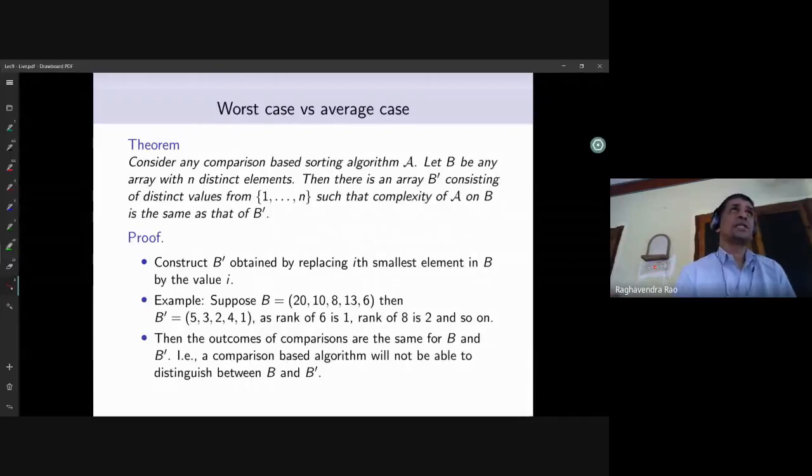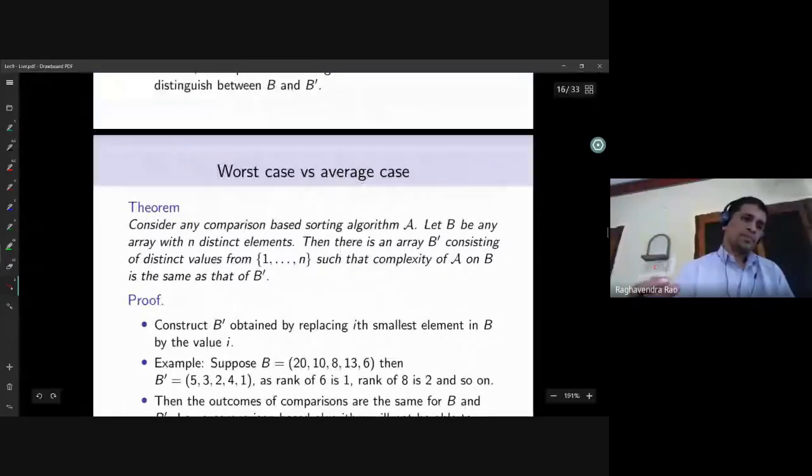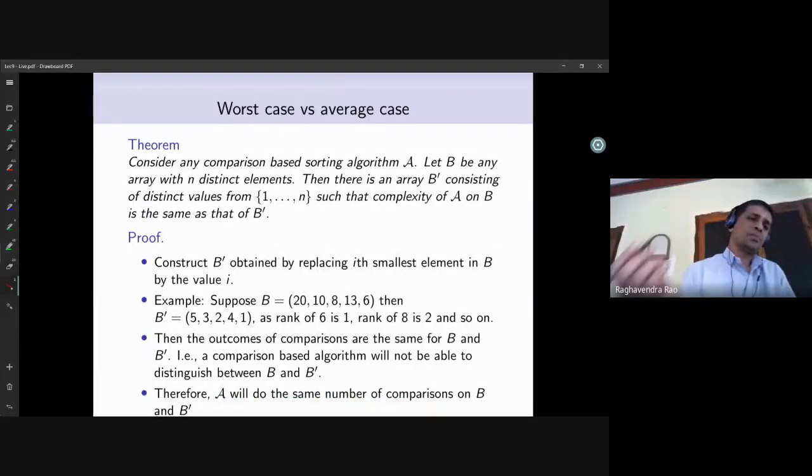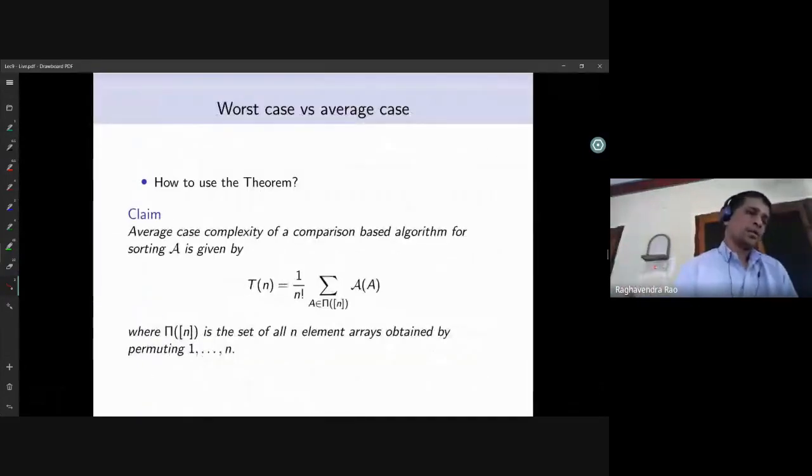So this is why you might have seen in your textbooks or previous algorithms courses, people usually analyze sorting algorithms when the array consists of elements from 1 to n. You might have noticed it, right? And this is the reason, because any comparison based algorithm only looks at the relative ordering of the elements. It really does not look at the values. So this is the statement: A will do the same number of comparisons on B as well as on B prime. It won't be able to distinguish.